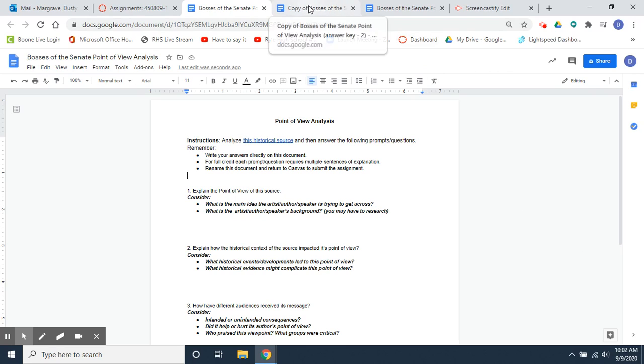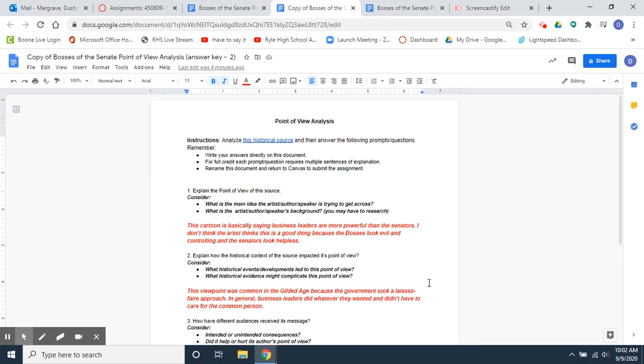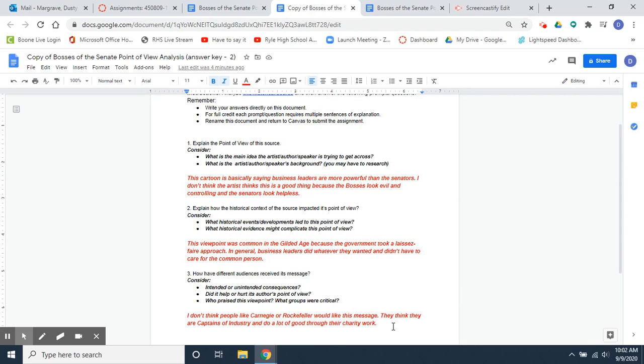So I'm going to click over to this tab. This is an answer to this cartoon, this point of view analysis. What you see in red here are answers that are good enough to probably get a 2, meaning that this answer is approaching mastery. We'll read through it, and I'll tell you why. Number 1 says, explain the point of view. What is the main idea or the point that the author is trying to get across, and what's the artist's background that may impact that?